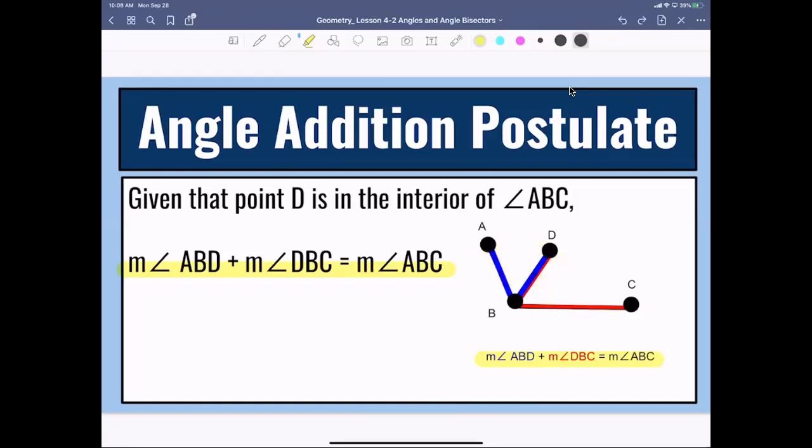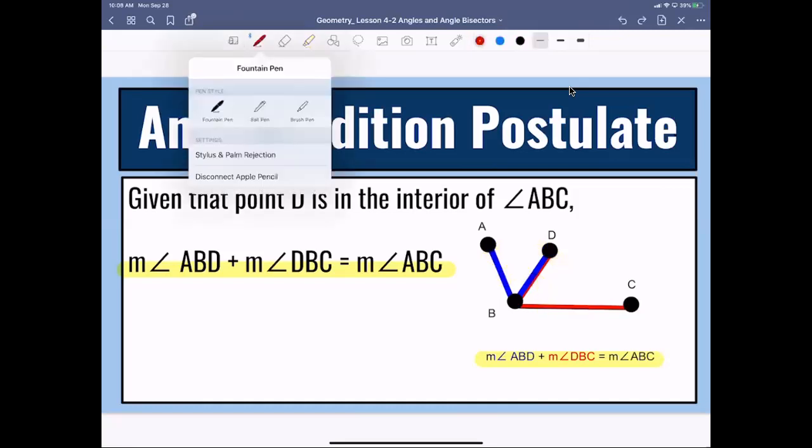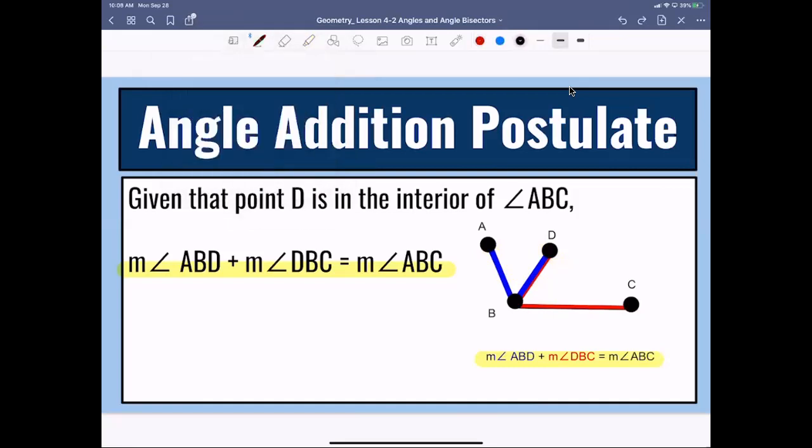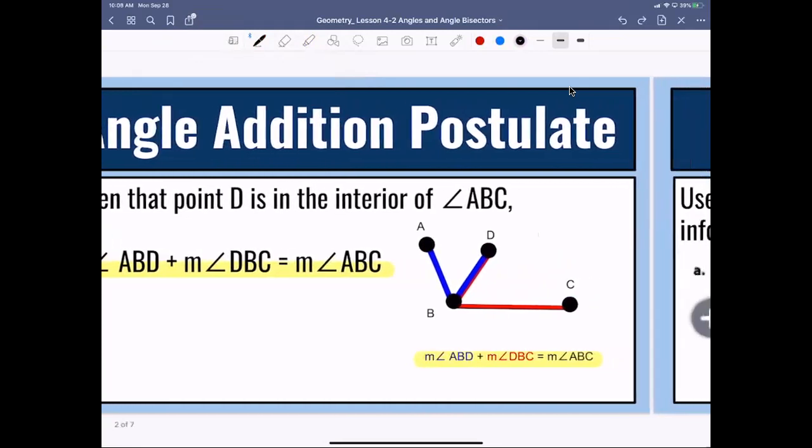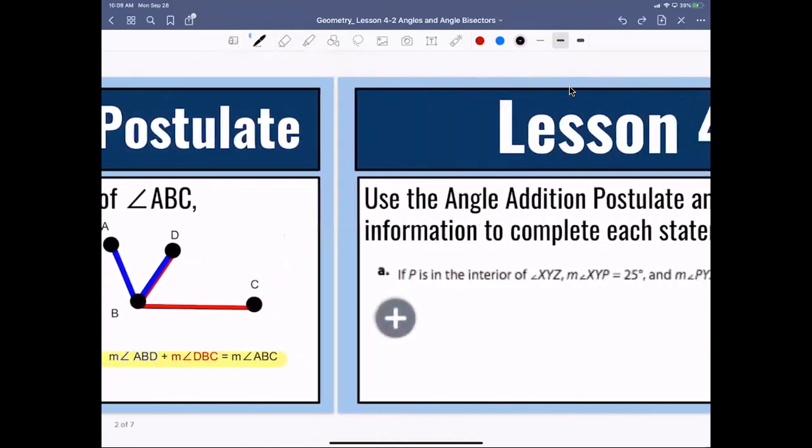I'll give you a second to write that down, but you can just pause the video. So I'm just going to slide across. If you need more time to write this stuff down, make sure you pause the video.